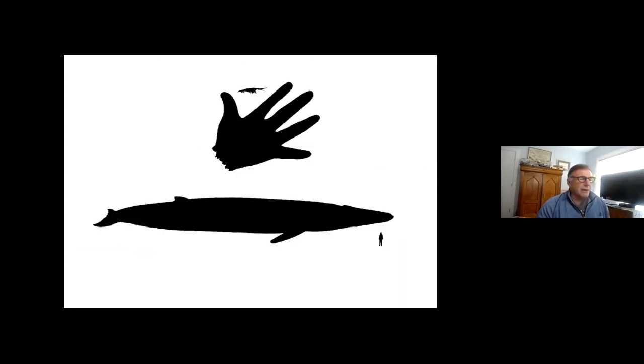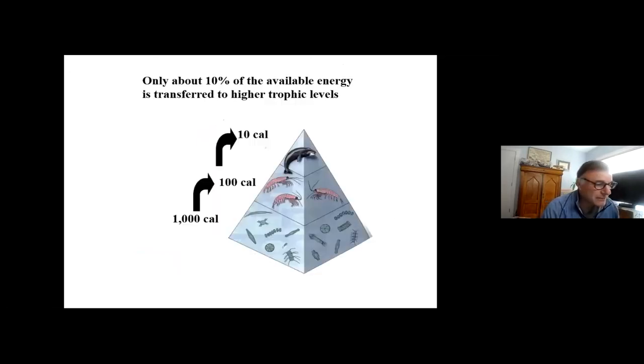Because here's the scale right there. That's what a krill looks like to a human hand, and there's a human compared to an adult blue whale. Yet that krill is sustaining that whale. How is that possible, right? Well, first let's talk about what makes this system work. And it's all economics and budgeting and efficiency.